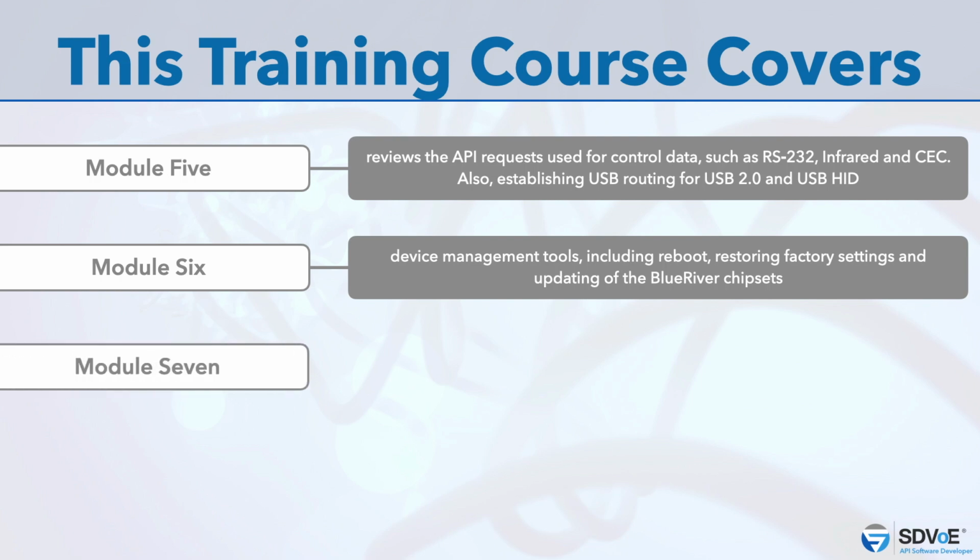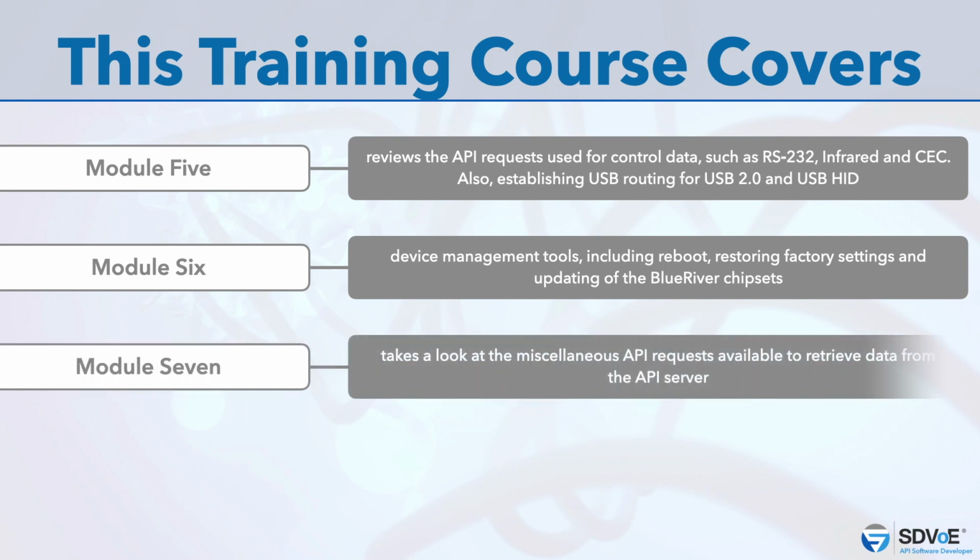Finally, Module 7 takes a more in-depth look at the miscellaneous API requests available to retrieve data from the API server, including how to retrieve a list of available firmware files or assigned multicast IP addresses.